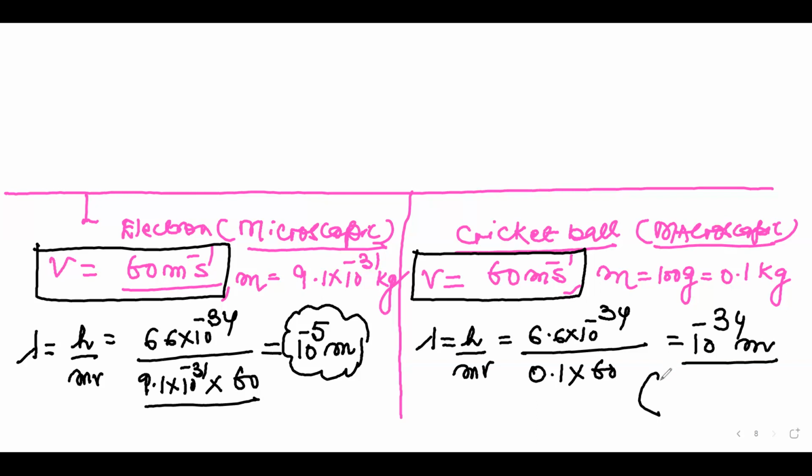According to me, the velocity of this wavelength of the cricket ball is almost... you look at the values. It is 10 raised to power minus 34. इतनी छोटी वैल्यू है कि जो भी मैं इंस्ट्रूमेंट यूज करूंगा वो इंस्ट्रूमेंट इस वेवलेंथ को स्टडी ही नहीं कर पाएगा. Agreed or not? Yes, sir.